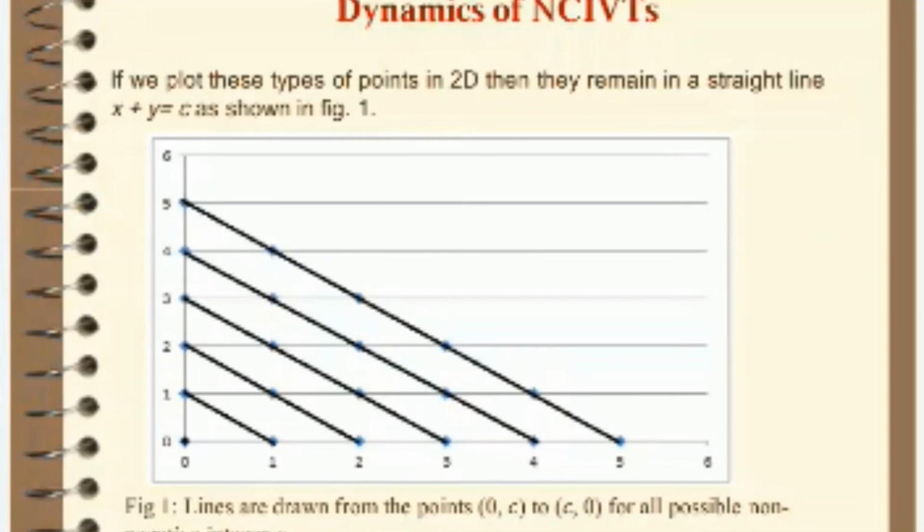Next slide. In this slide we have given the dynamics of number conserving IVTs, where one ordered pair will be shifted to another ordered pair. So in this way, if we move one by one, then we go from one point to another, but each point will lie along a straight line whose equation is x plus y equals c. Here c is the sum of the two input numbers.